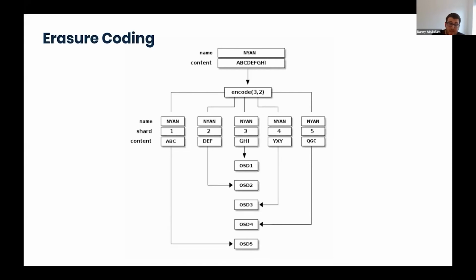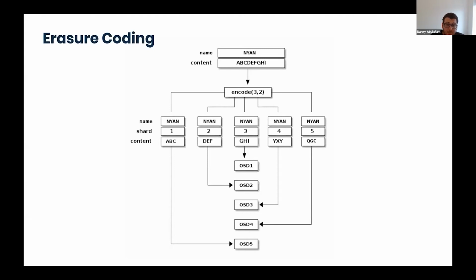So on this slide, you can see there's a 3, 2 after the encode. That's a 3 plus 2, as we refer to it in Ceph. So this means we have 3 data shards and 2 parity shards. And so shard number 4 and shard number 5 are surplus shards, and we can afford to lose 2 of any of these and still recover our data.